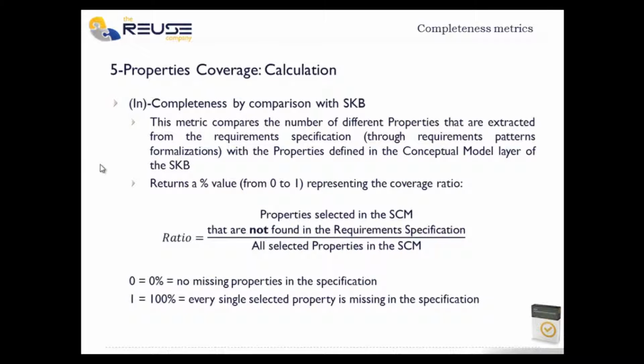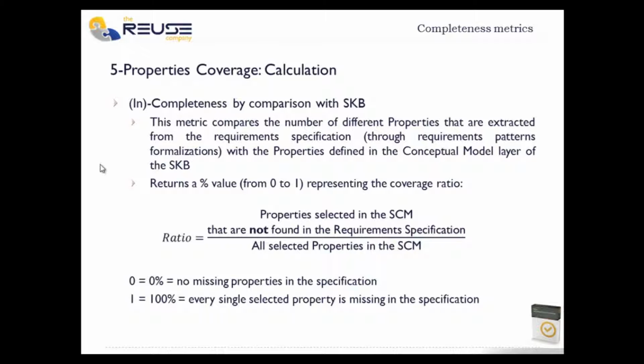This metric computes its value, calculating the ratio between the number of properties selected in the system conceptual model which are not found in the specification and all the selected properties in the system conceptual model. The returned result is a number between 0 and 1, representing the completeness coverage ratio.